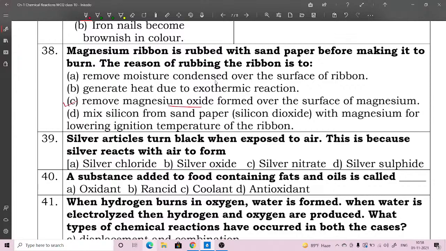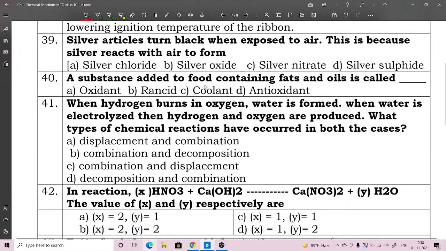Okay, we have question number 39. Silver articles turn black when exposed to air. This is because silver reacts with air to form silver chloride, silver oxide, silver nitrate or silver sulphide. Silver articles when exposed to air turn blackish in color due to the reaction of silver with the sulfur gas from the environment, and it forms silver sulphide. Okay, the correct answer is silver sulphide.